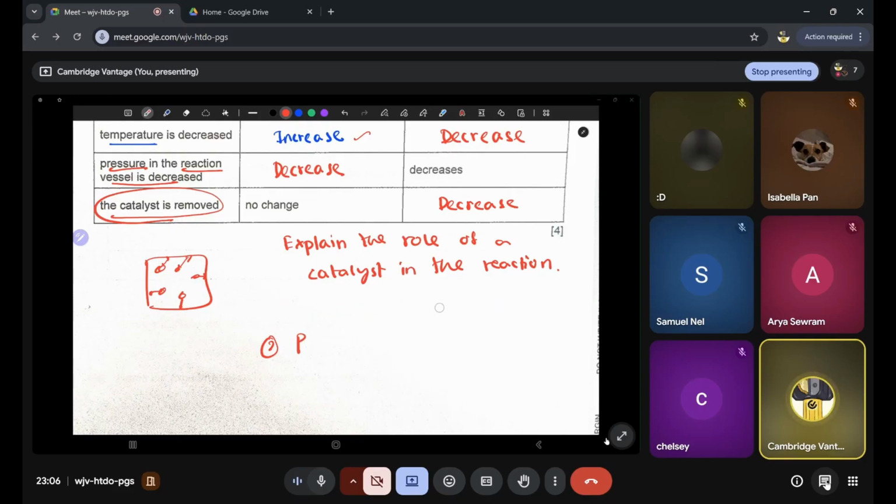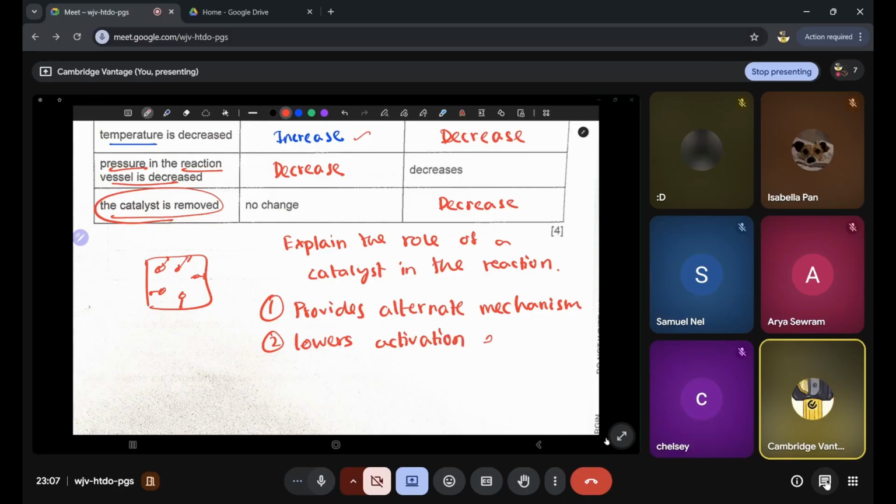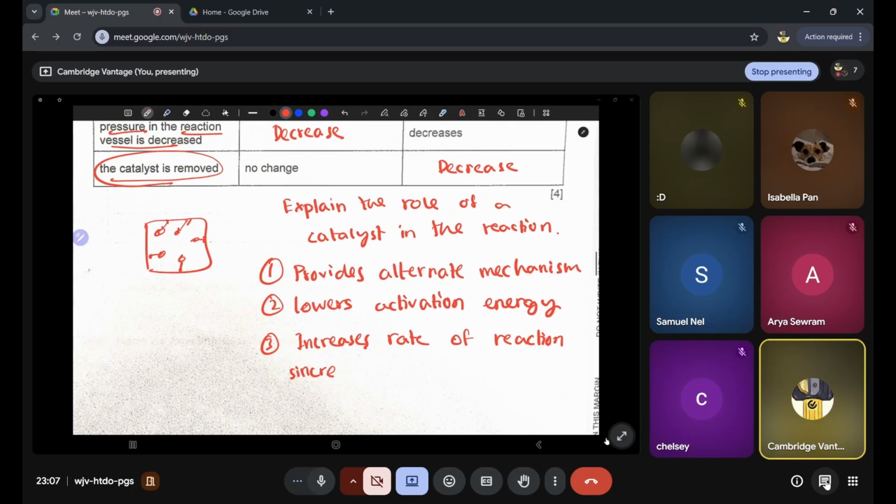All right, let's switch it up. A catalyst provides an alternate mechanism, lowers activation energy, and increases rate of reaction, since a greater proportion of particles have energy greater than activation energy.